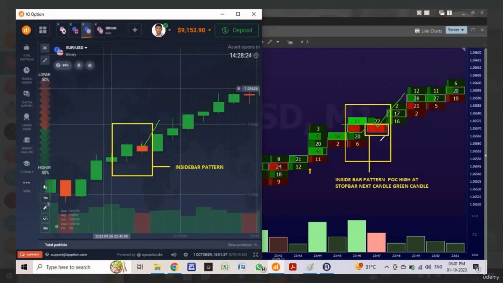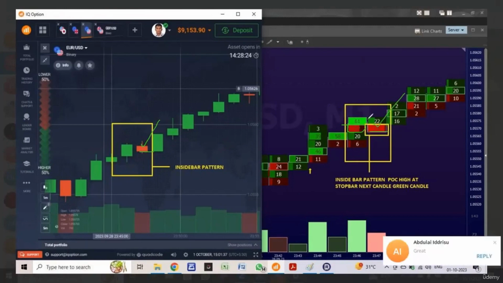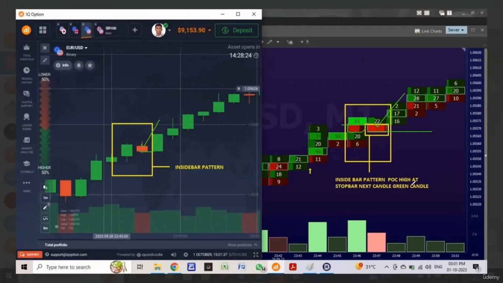When sellers entered the market, this sellers volume is high at the stop bar. When the sellers volume is high at the stop bar, that is the perfect confirmation. So we can place an order here. And this is the inside bar pattern. This is the momentum. This is the uptrend market condition. So every confirmation is okay for placing this trade here in the upward direction.